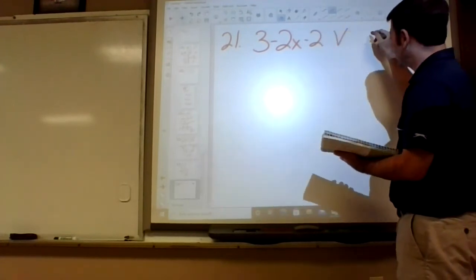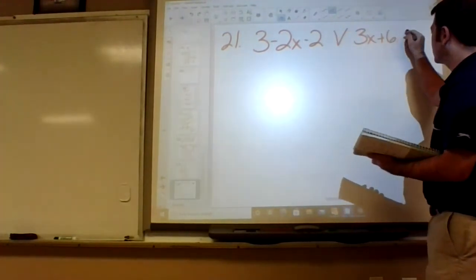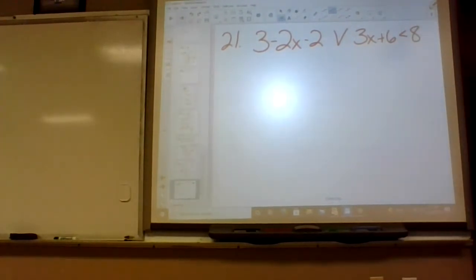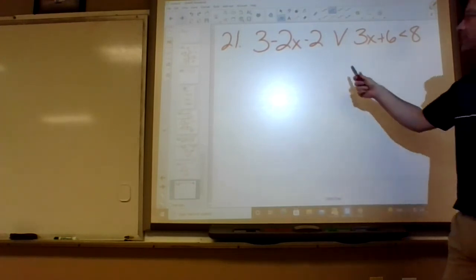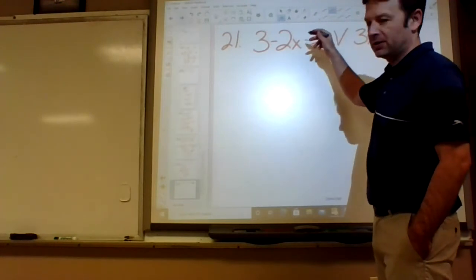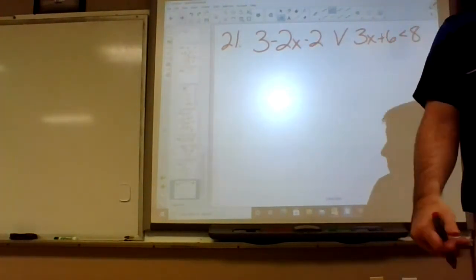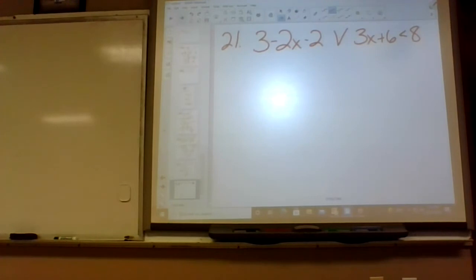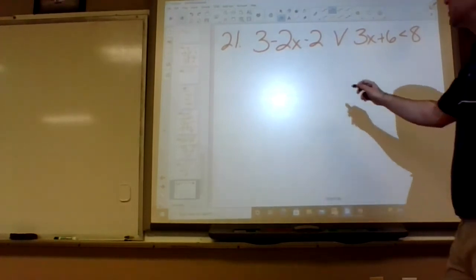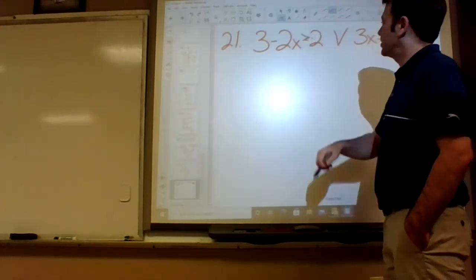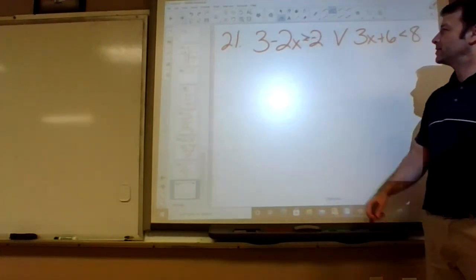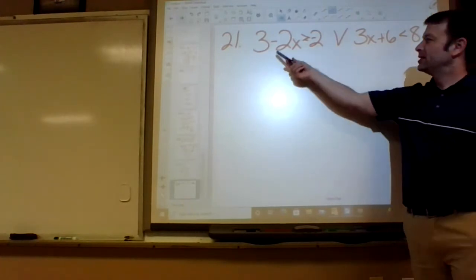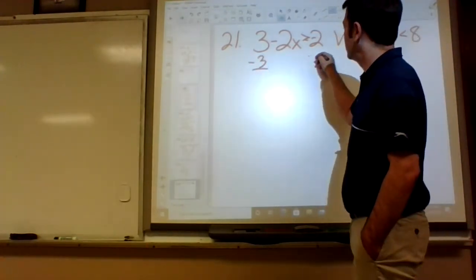Or 3x plus 6 is less than 8. Alright, what should I do on the left side? Whoops, I didn't write the right symbol. What's that supposed to be, a less than? Minus. Wait. That's right. Greater than -2. Oh, you're right. Let's do that. There we go. Now what should I do on the left side over here? Exactly. Subtract 3.